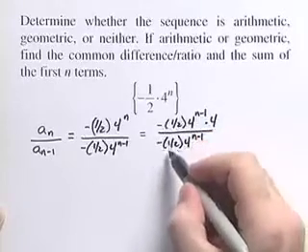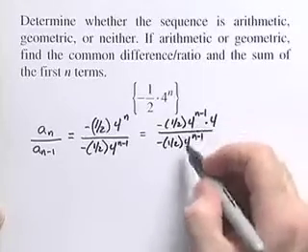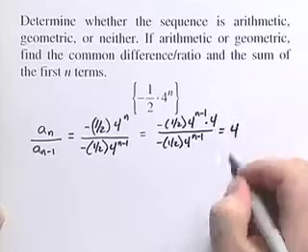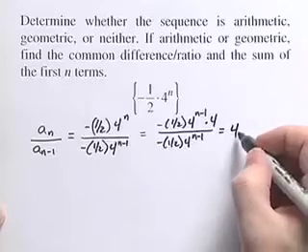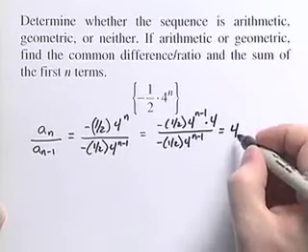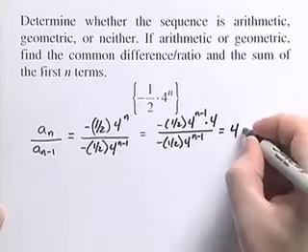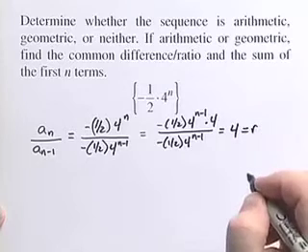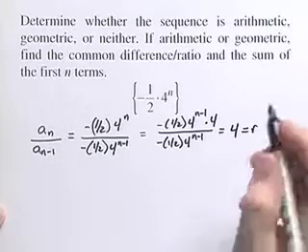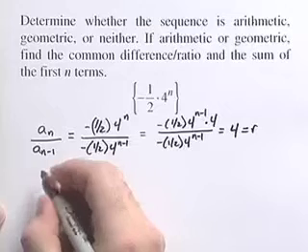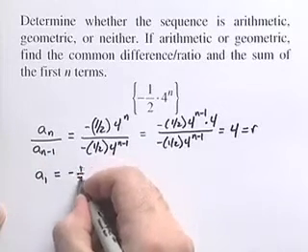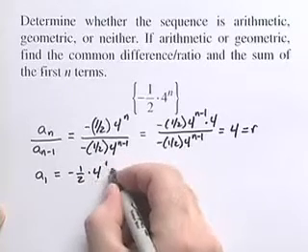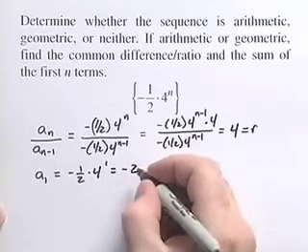We notice that this negative 1/2, 4 to the n minus 1, that cancels, and we get that this ratio is equal to 4. We've done this in general terms, so what we've shown is that the ratio of consecutive terms in our sequence is a constant. That constant is 4. That's our common ratio, r. The first term, a sub 1, will be negative 1/2 times 4 to the first power, so we'll end up with negative 2.